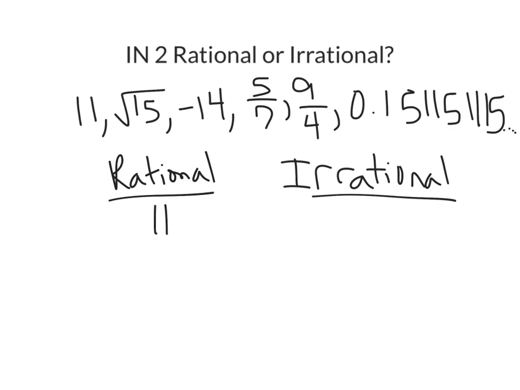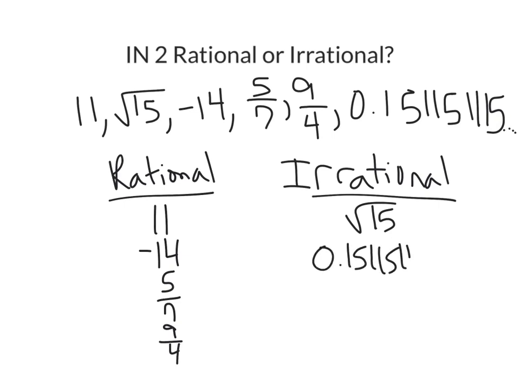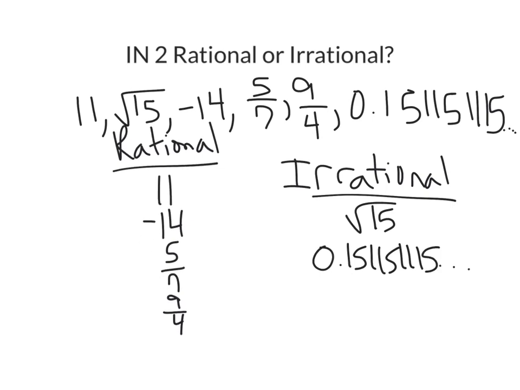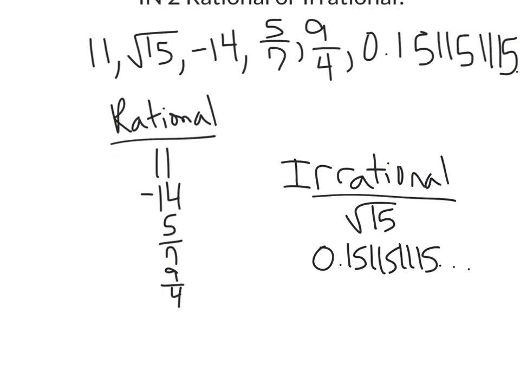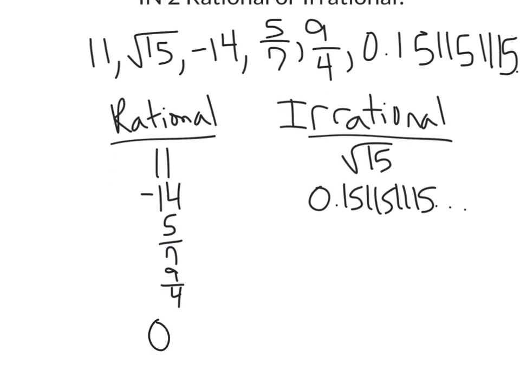Square root of 15 doesn't come out evenly, so that would be irrational. The next one, negative 14, is rational. 5/7 is rational. 9/4 is rational. That last one, it's got a pattern to it, but it's not the same thing, so it's not repeating, so that would be irrational. It wasn't one of the choices here, but if you had something like 0.7 repeating, that would be rational. Repeating decimals are rational. That could be written as 7/9.